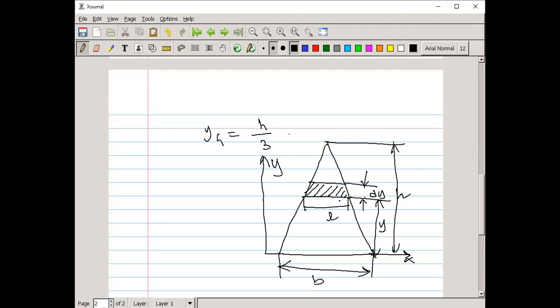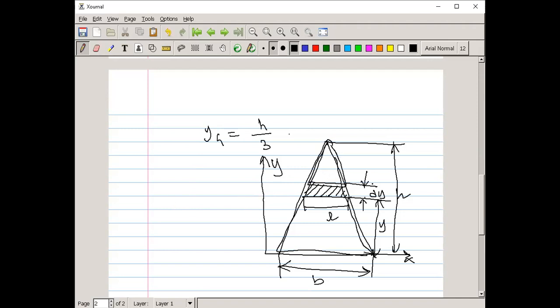So now we have to apply the similar triangle. What is the similar triangle? This triangle and this triangle. These two triangles are similar because all angles are the same, right? So based on the similar triangle, what can we write?